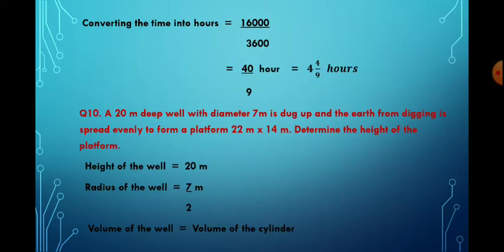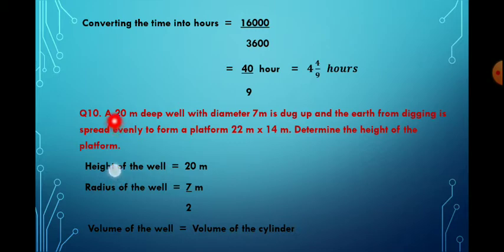Next, converting this time into hours. Since it was in seconds, we are converting it into hours. So 16,000 divided by 3,600. So that is 40 by 9 hours or 44 by 9 hours.